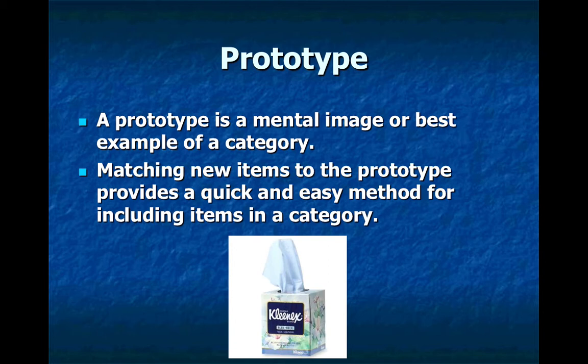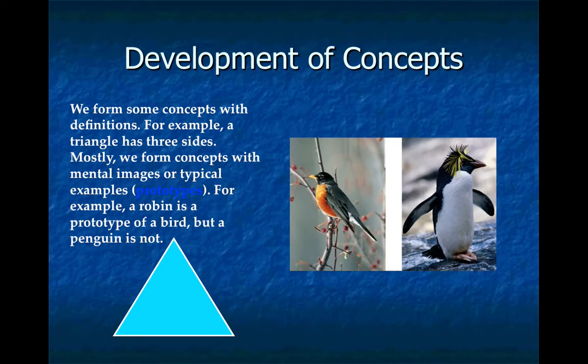Kind of funny when you consider the box of Kleenex that you see on this screen. When I say tissue, oftentimes we refer to tissue as Kleenex, which is actually a prototype of tissues. We don't say Puffs, we don't say Up and Up or other brands of tissues. We often just use the general statement Kleenex. But a prototype is any kind of mental image or best example that you have of a category.